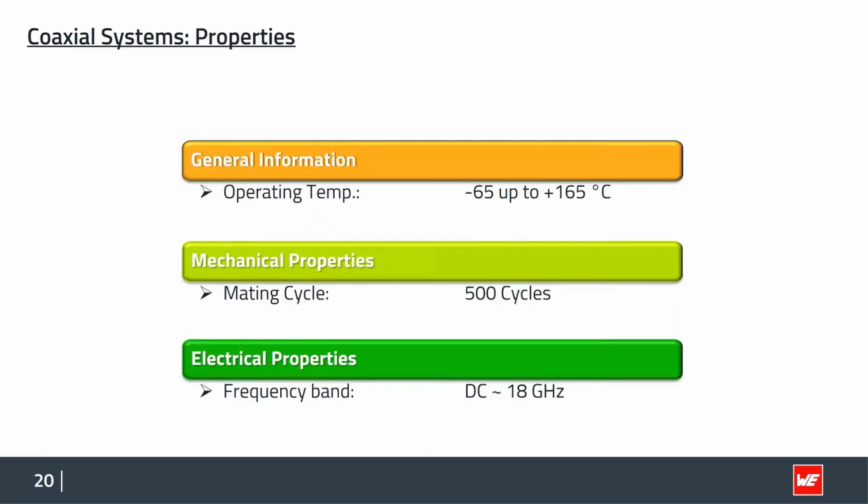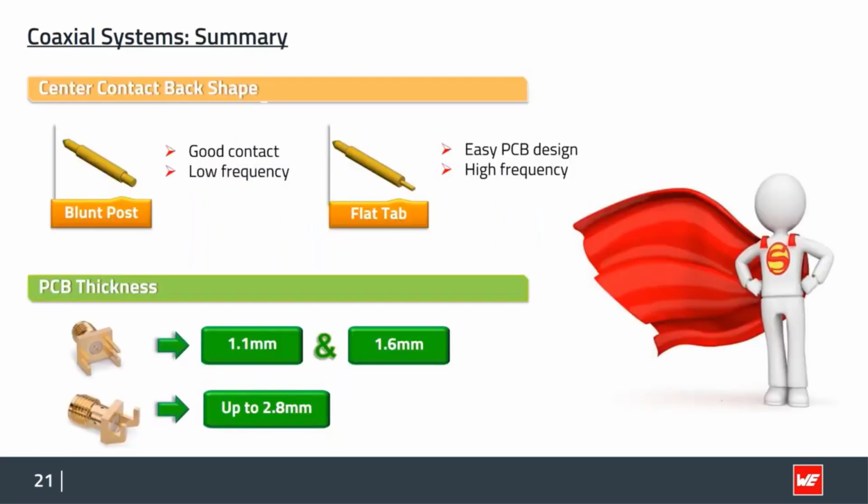Typical operating temperature for our connector range here is -65 to +165, which is quite wide, of course, due to the PTFE material. We have 500 mating cycles, and we can go up to 18 gigahertz with our SMA range. Just a little summary for the handout so that you have it in mind when you download the handout.